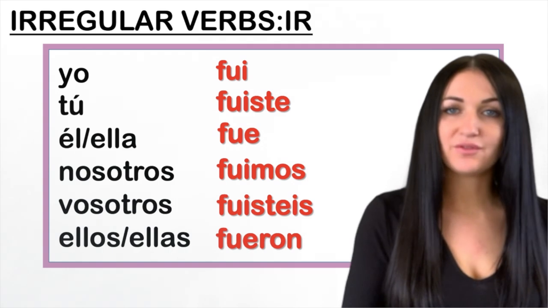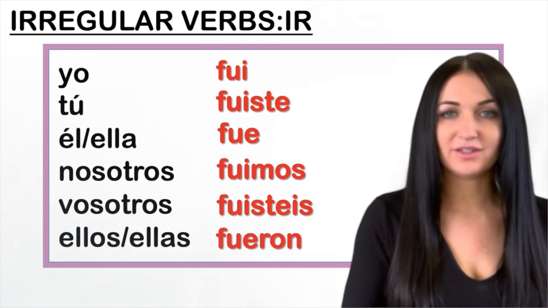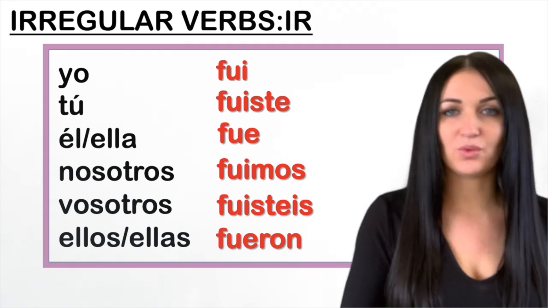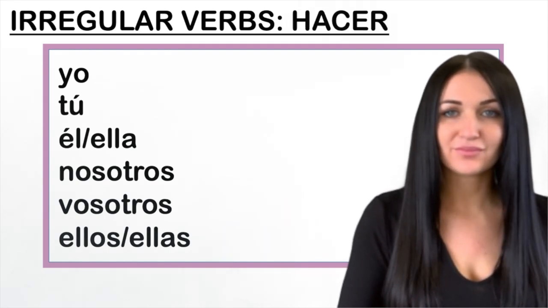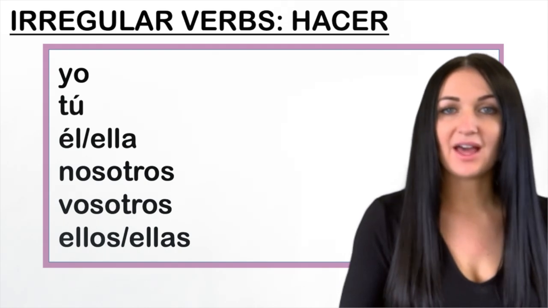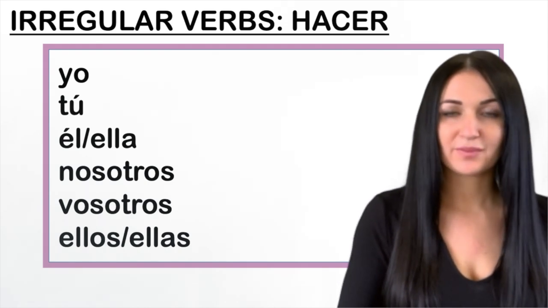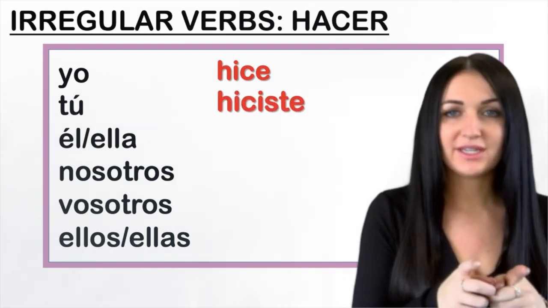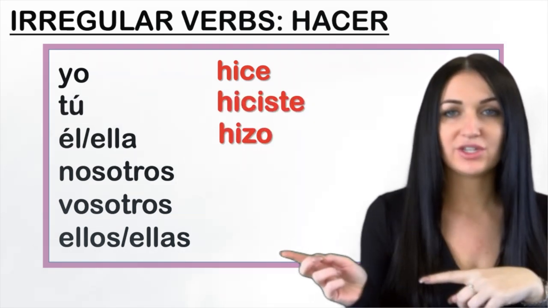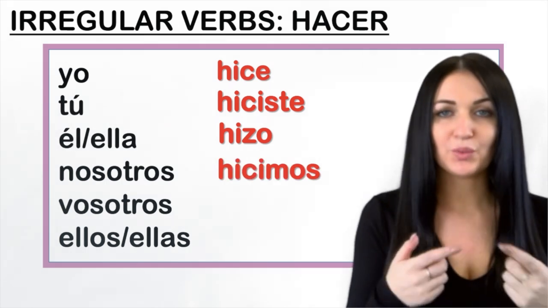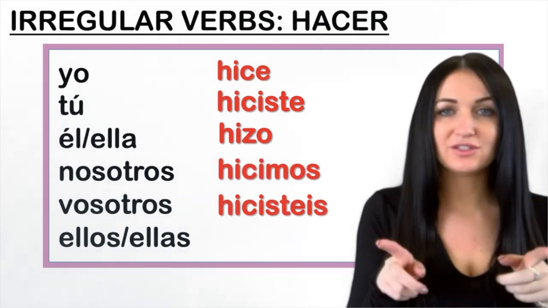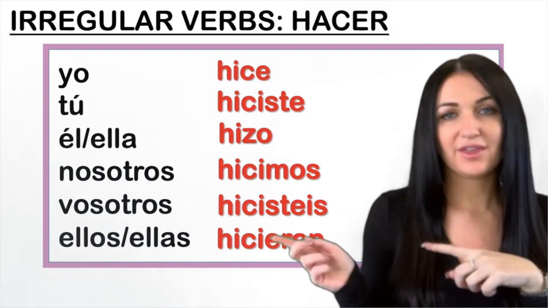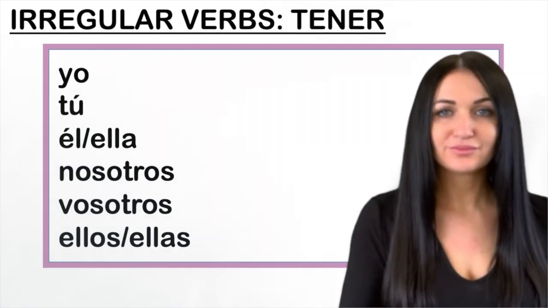So if you're describing how something was and you're giving your opinion, for example, fue interesante, it would mean it was interesting. The next irregular verb is hacer, which means to do. Hice, I did. Hiciste, you did. Hizo, he or she did. Hicimos, we did. Hicisteis, you plural did, and hicieron, they did.